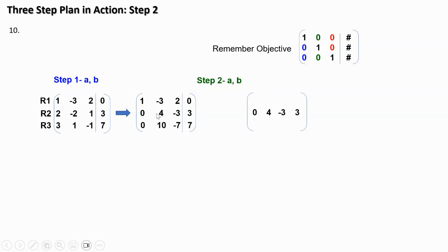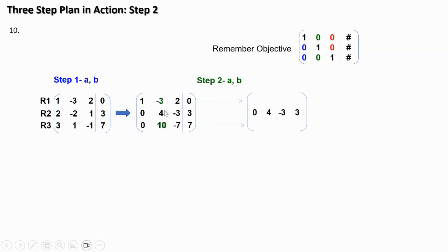So again, step 2, right? We can use row 2, so row 2 stays the same. We're going to eliminate the -3, so we're going to change row 1. We're going to eliminate the 10, so we're going to change row 3.